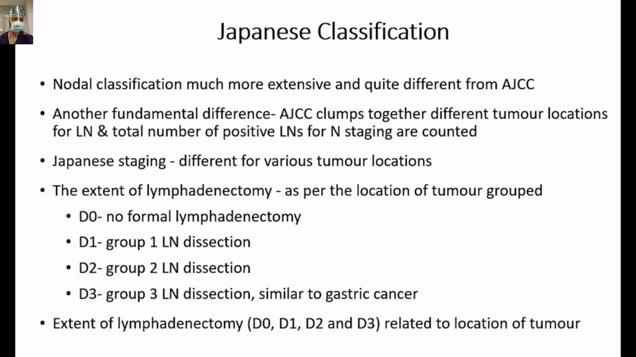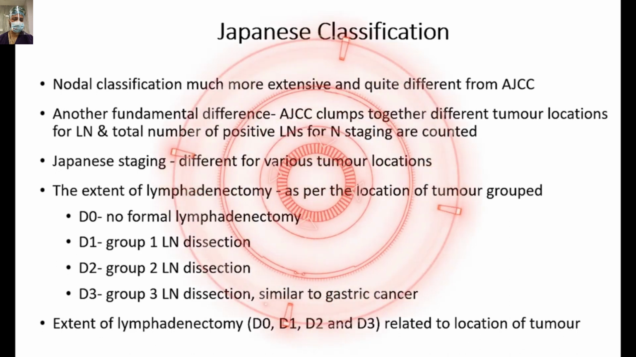That is, D0, there is no formal lymphadenectomy. D1 is group 1 lymph node dissection. D2 is group 2 lymph node dissection, and D3 is group 3 lymph node dissection. The extent of lymphadenectomy, the D0, D1, D2, D3, is related to the location of the tumor, as in gastric cancer.